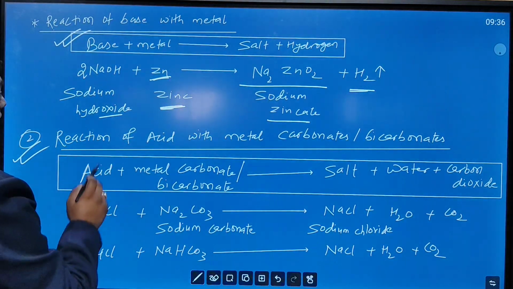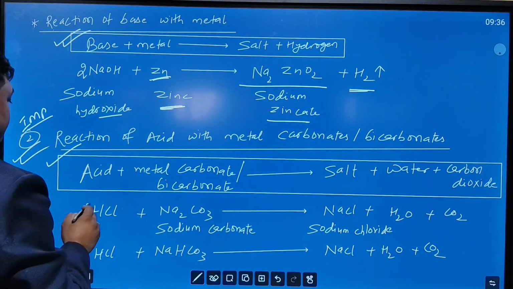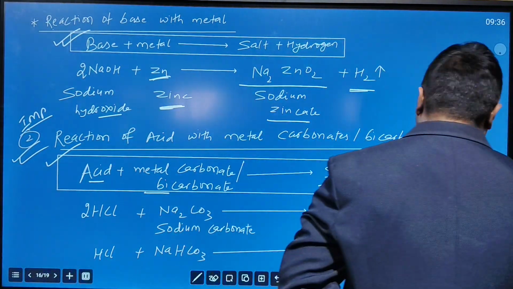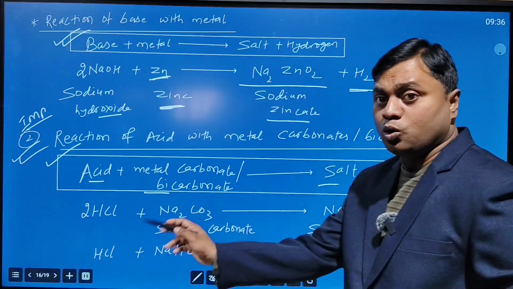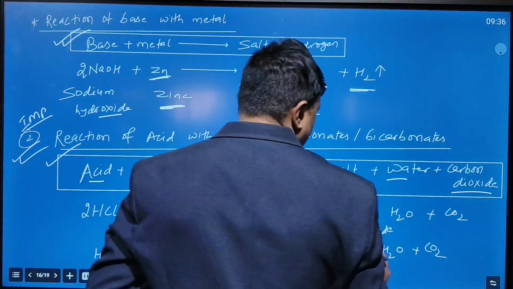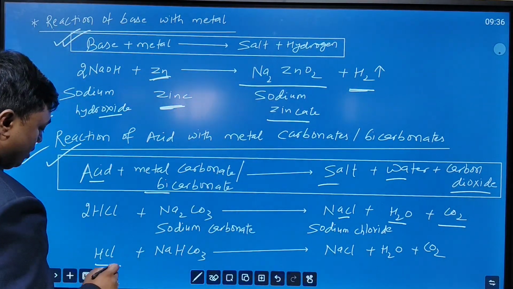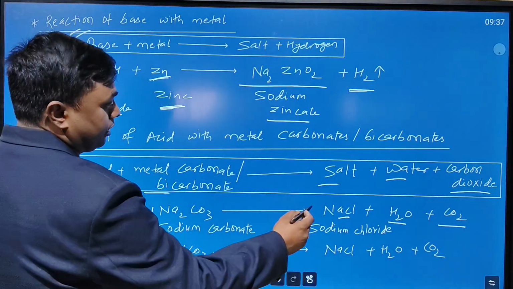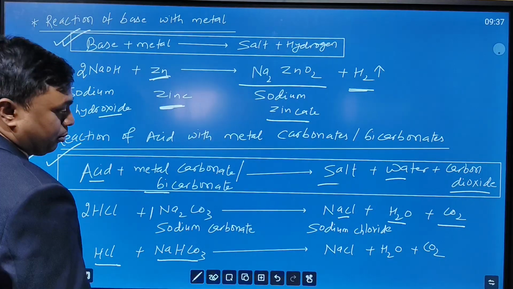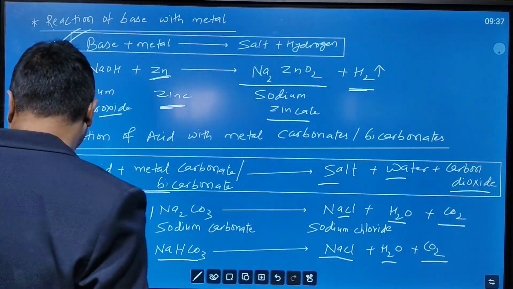Next, reaction of acid with a metal carbonate. This is important. Generally, acid reacts with metal carbonate or bicarbonate to give you salt plus water plus carbon dioxide. Like hydrochloric acid plus sodium carbonate gives you sodium chloride salt plus H2O plus CO2. Now balancing, you can see 2 here, 1 here, 1, 1, 1. Similarly, hydrochloric acid reacts with sodium bicarbonate to give you NaCl, sodium chloride, plus H2O plus CO2.